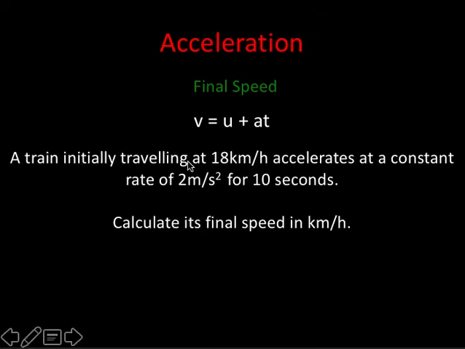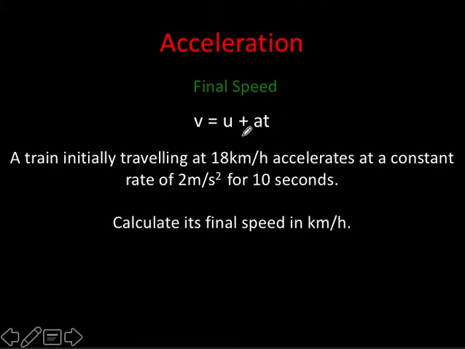A train initially traveling at 18 kilometers per hour accelerates at a constant rate of 2 meters per second squared for 10 seconds. Calculate its final speed in kilometers per hour. Pause the video here and have a go. This one's a bit trickier. Assuming you've paused the video, let's have a go at this one.